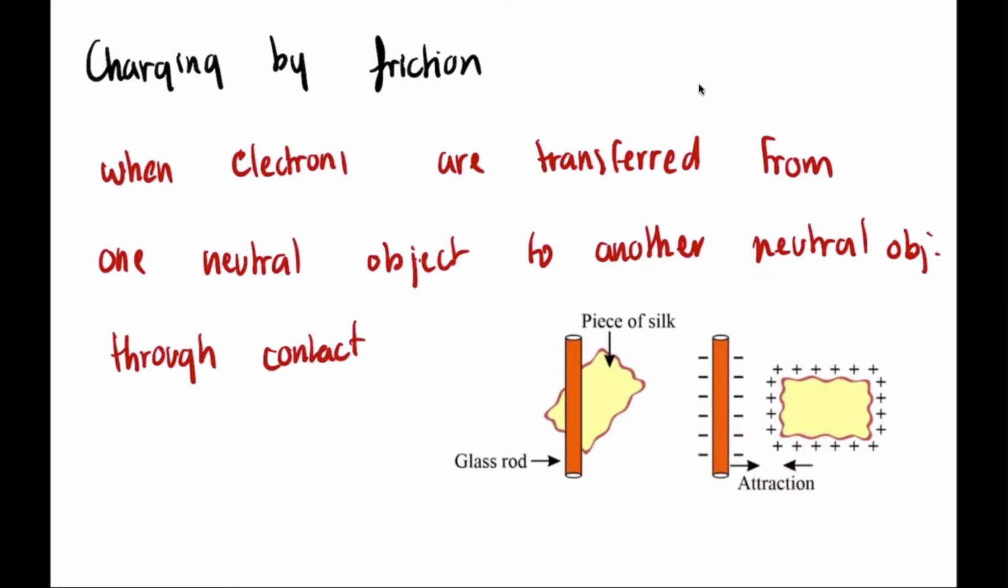So here there are negative charges and positive charges, and here as well there are negative charges and positive charges. But then negative charges are transferred from the piece of silk to the glass rod, resulting in it being negative, okay?